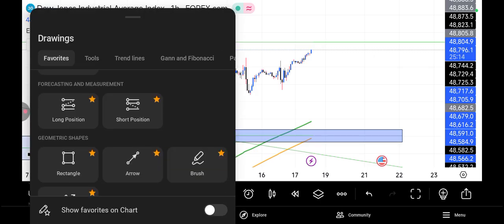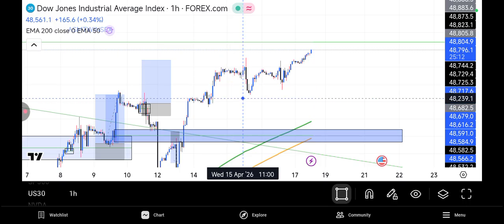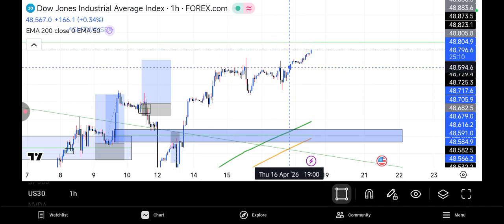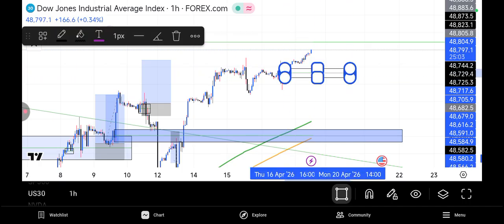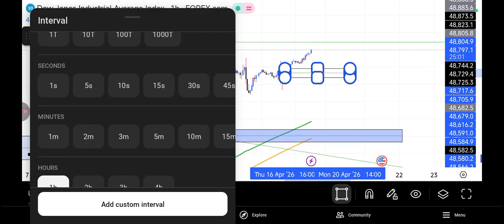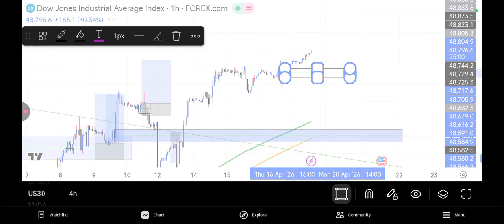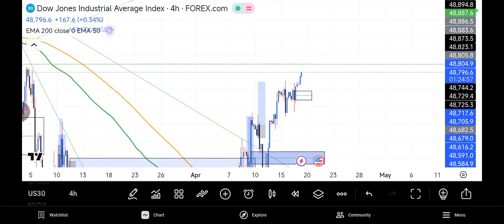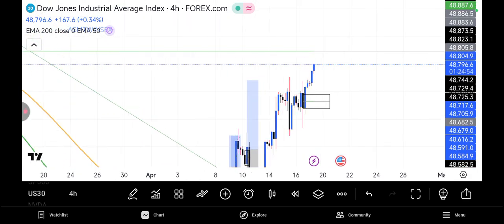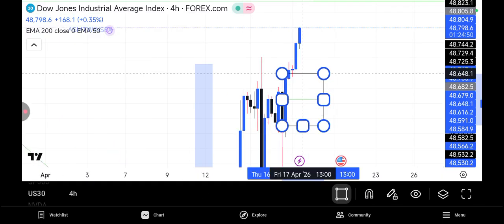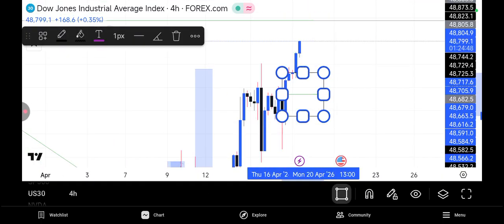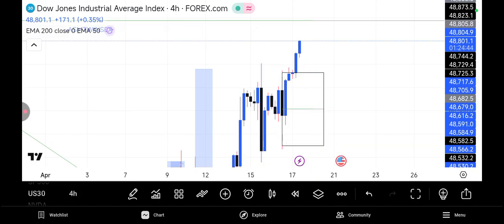Let's mark out the same area, which is the 4-hour OB. Let's assume this is it. Let's check the 4-hour and see the 4-hour 3B pattern. Here it is, exactly. So you have to mark out the full OB. This is where we'll be waiting for price to come to on the 4-hour.